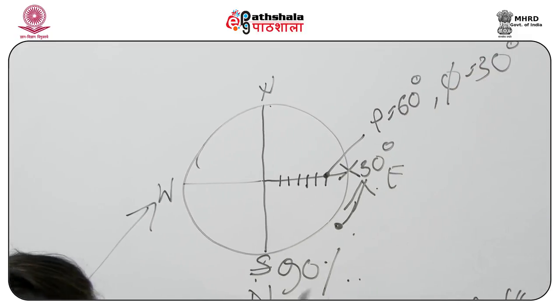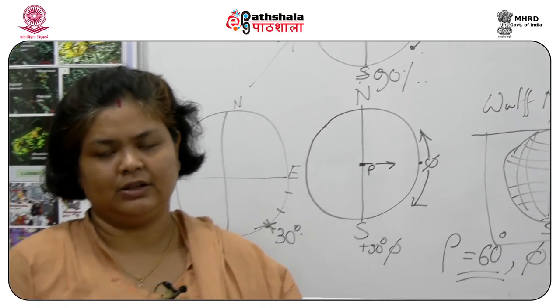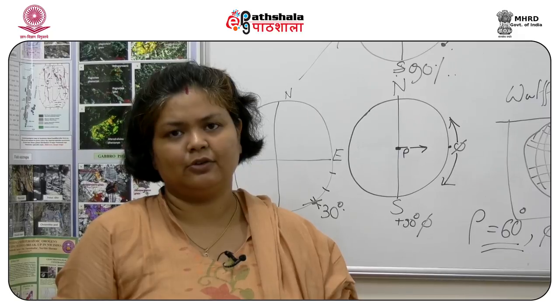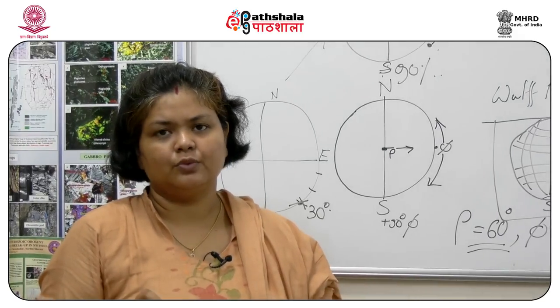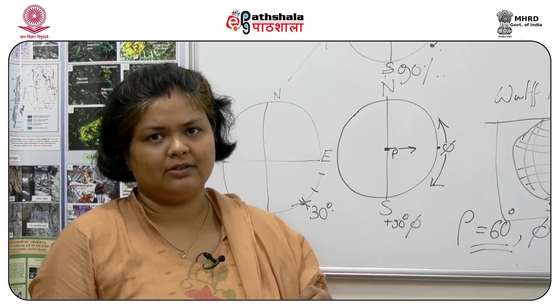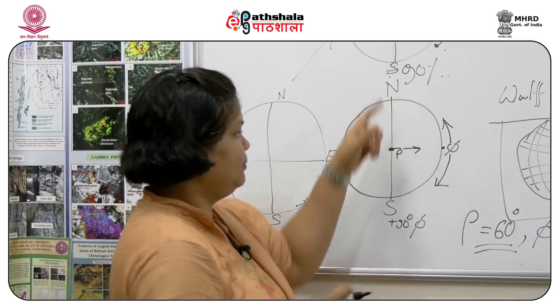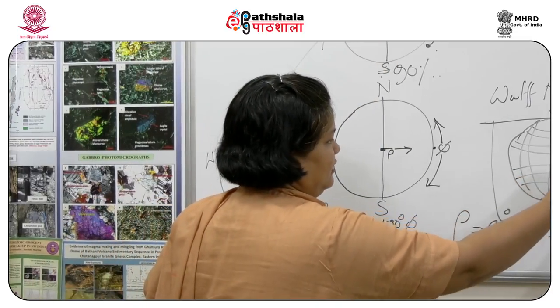This is the basic use which we apply for using a stereo net. Likewise, zones can also be plotted. So how do we find a zone of crystal faces? All the crystal faces which belong to a zone will all be plotting on one great circle.